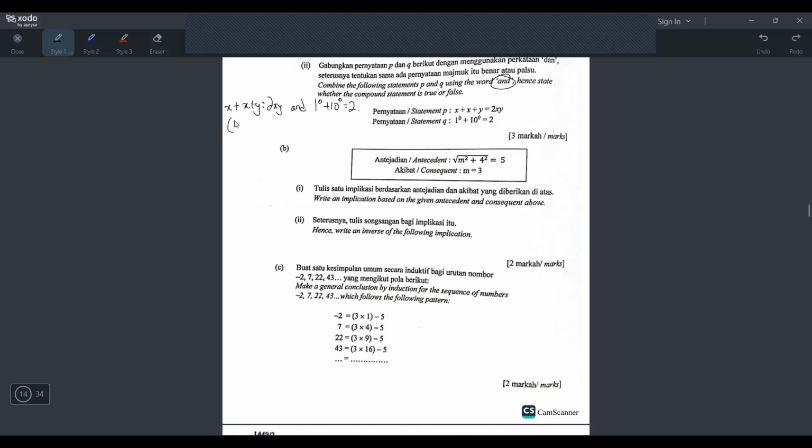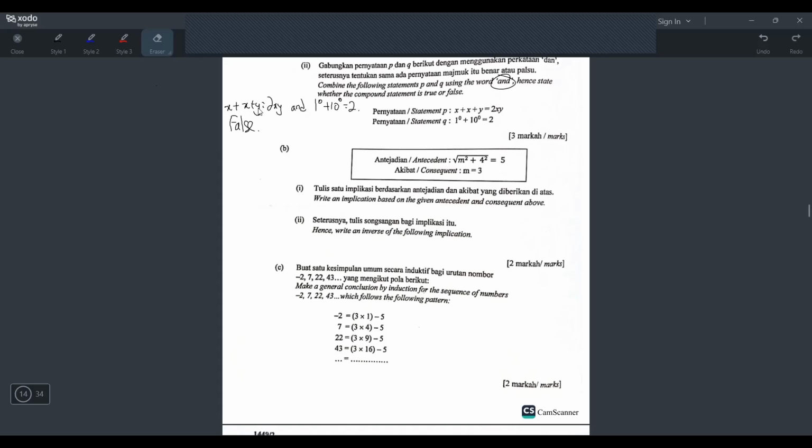So what I'll write here, true or false? x plus y equals 2xy. False. I don't even have to look at the second one. Why do I write false? Let's see. x plus y equals 2xy. First of all, x plus x is 2x. 2x plus y is 2x plus y, because you cannot add x and y together. So this is wrong. So this is false.